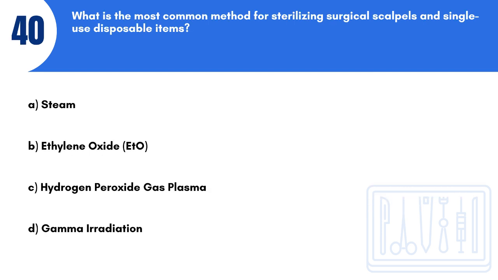Question 40. What is the most common method for sterilizing surgical scalpels and single-use disposable items? A. Steam. B. Ethylene oxide, ETO. C. Hydrogen peroxide gas plasma. D. Gamma irradiation.